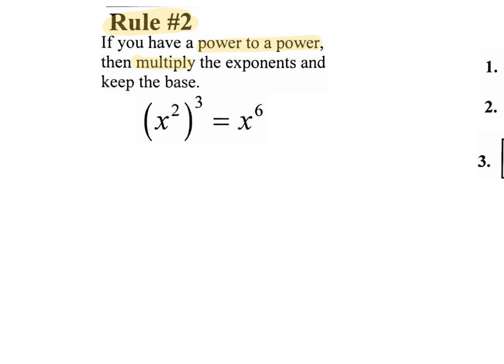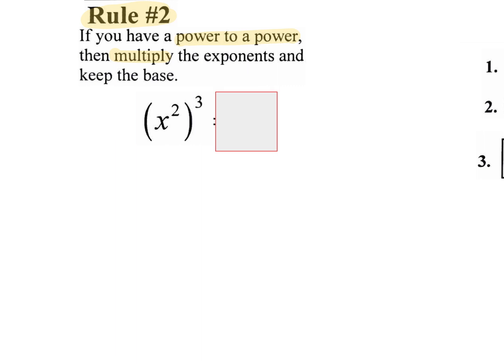Okay? So as you can see, we have x to the 2nd, to the 3rd. The answer is already here for us. It's provided. This is not an equation. So again, the way I would ask this on a quiz would be like this. What is x to the 2nd, to the 3rd? Oh, power to a power, multiply. That's how you get the answer, x to the 6th. Okay?